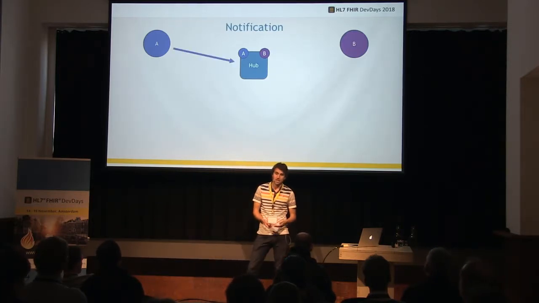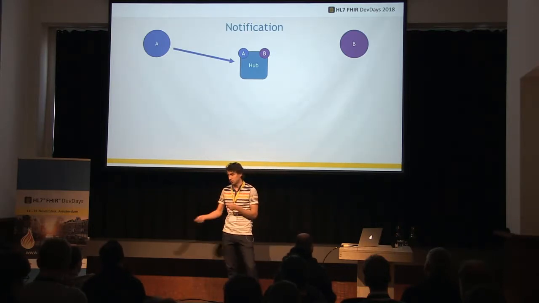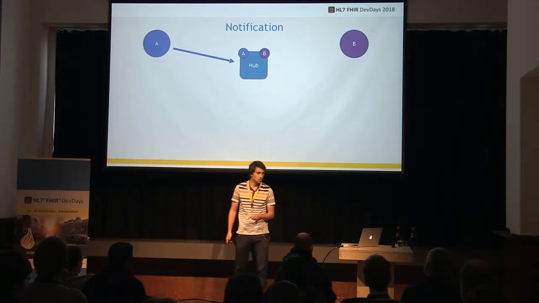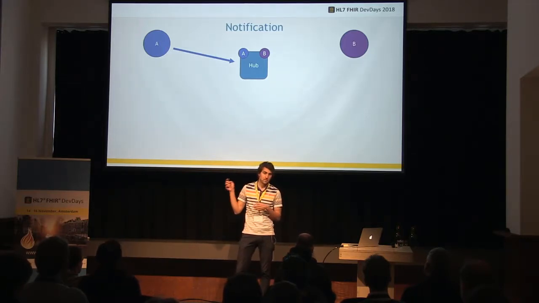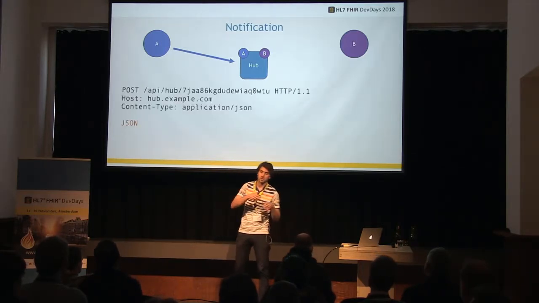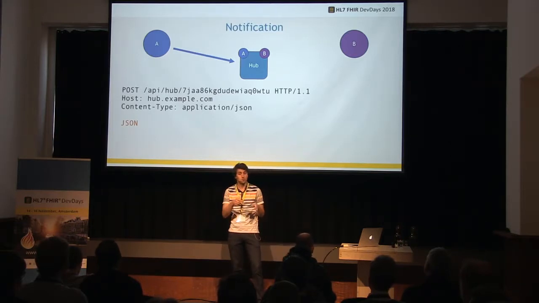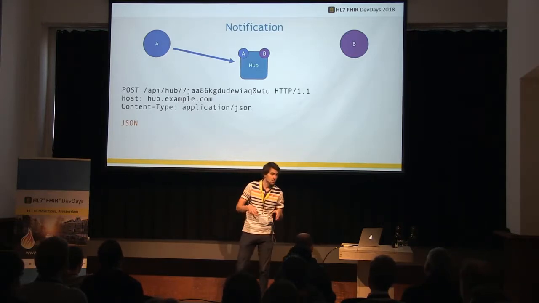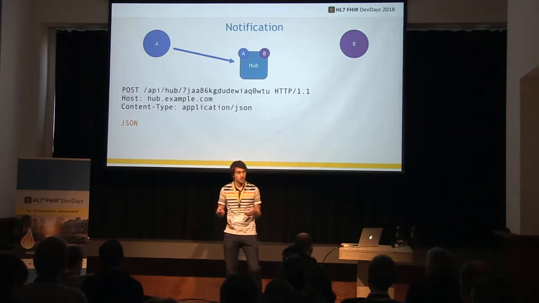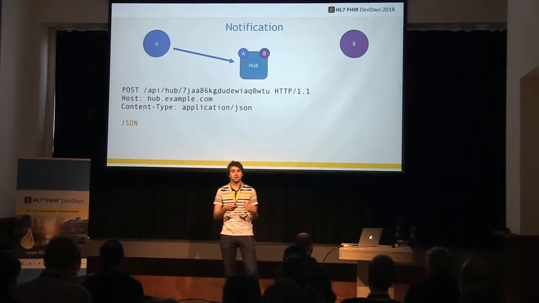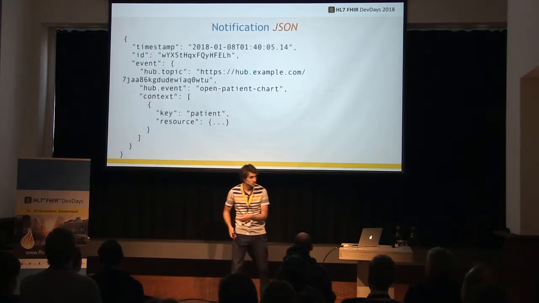So what happens if somebody changes the context in client A? Maybe they have their mobile app and they're pressing another patient in the work list. Well, client A then sends this POST message back to the topic URI. The topic is what you see there next to the POST. And with it, it's sending a JSON blob. So let's look at what that looks like.